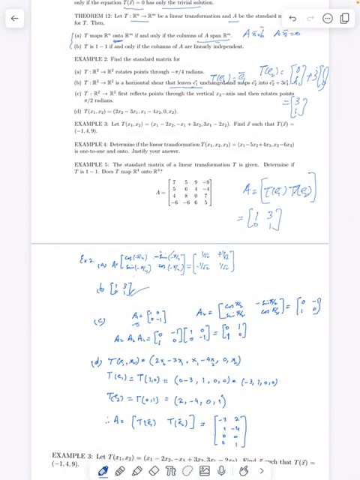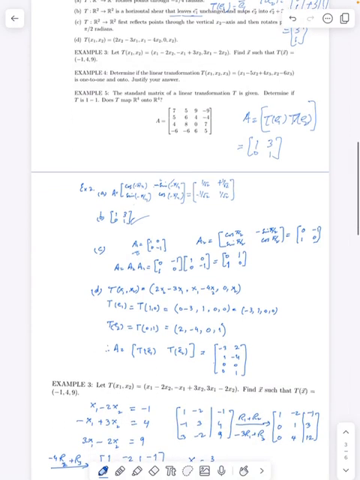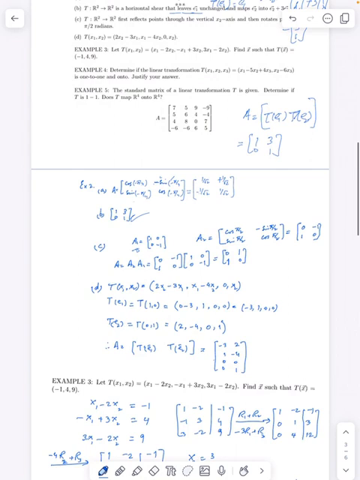Okay, now looking at part C. We have to find the standard matrix for the transformation from R2 to R2 which first reflects points through the vertical axis x2 and then rotates points by pi over 2 radians. So how do we do this one? We have two matrices now. First, we want to reflect over the vertical axis.